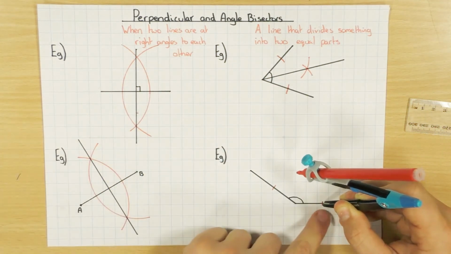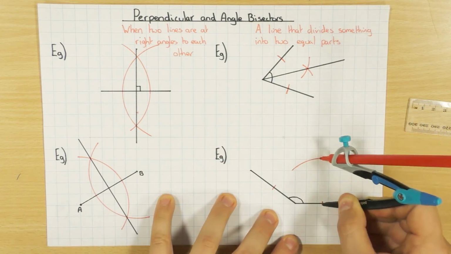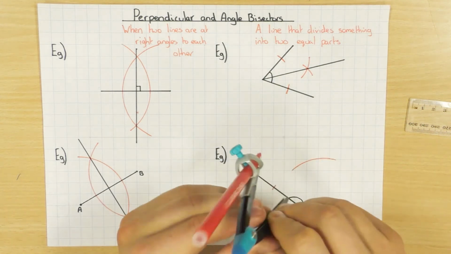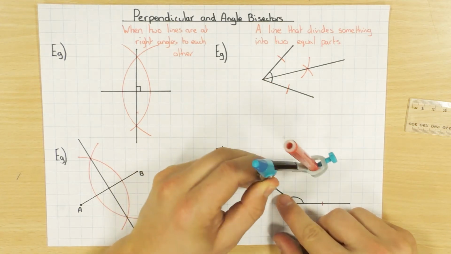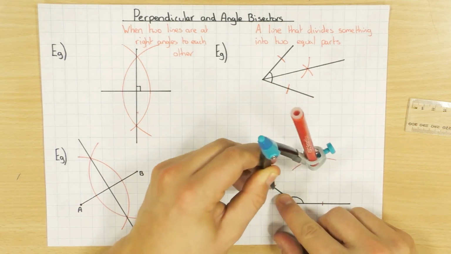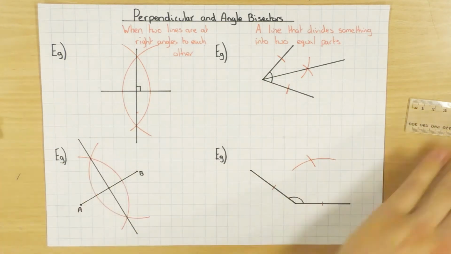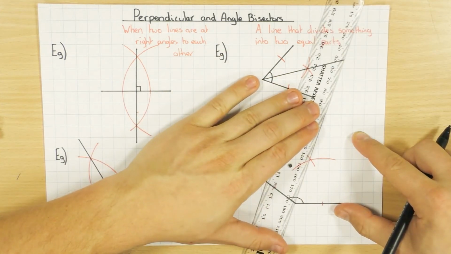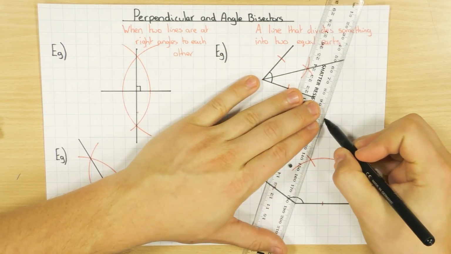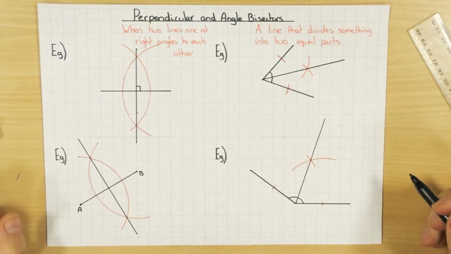And I'm going to put my point on the bottom one first, and I'm going to draw my arc. Then I'm going to put it on the other little mark I made. Just make sure I'm on there. Yes, I am. And again, make a little mark. So they intersect there. So I get my pen and ruler, line it up like so, and there we go. I've done an angle bisector on an obtuse angle.